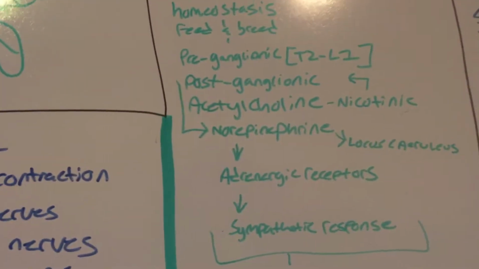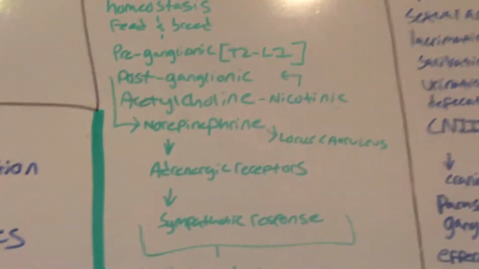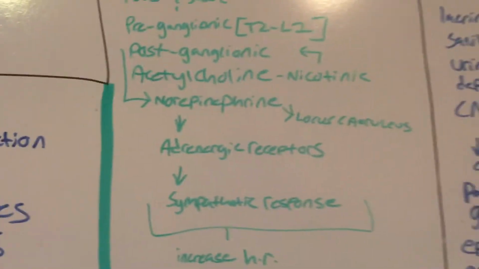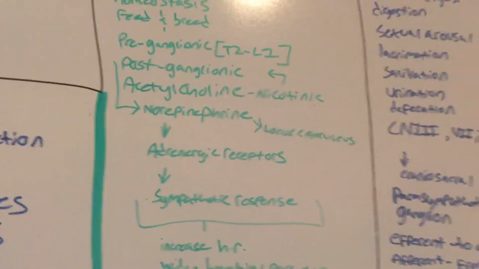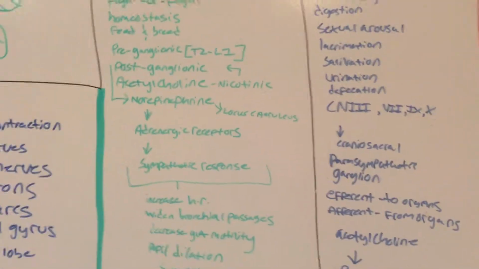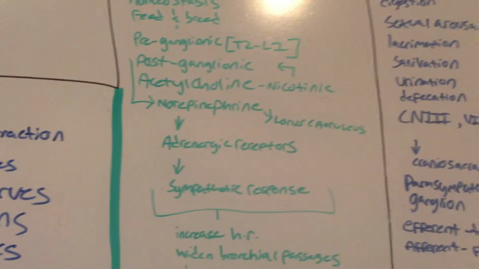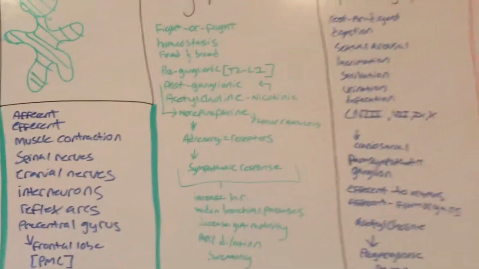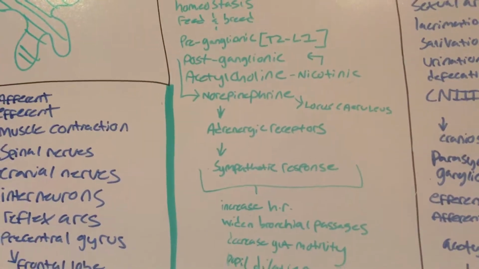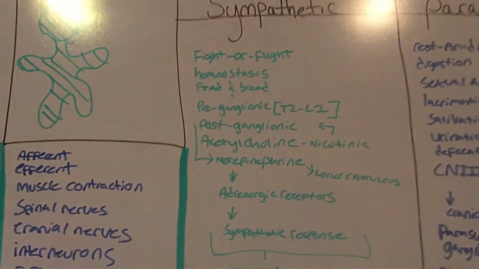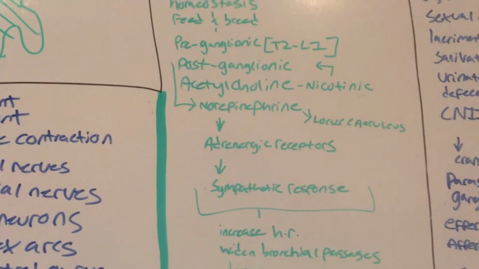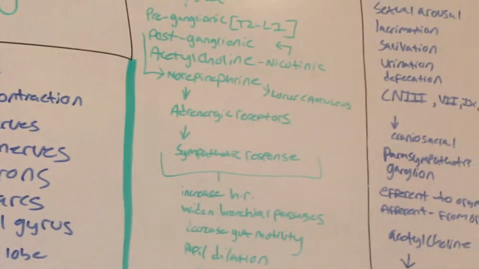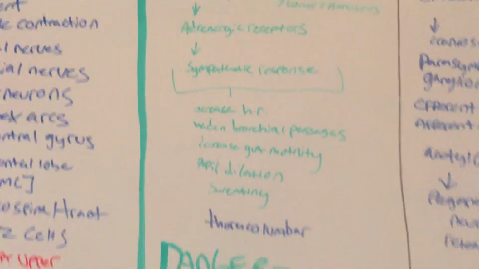Then it's postganglionic. That's going to release acetylcholine, which stimulates nicotinic receptors. A nicotinic receptor stimulates or excites. You may remember that by the phrase where nicotine itself is a stimulant. Once that happens, it releases norepinephrine from the locus coeruleus, which I mentioned before, which is the nucleus of the pons in the brainstem. It is one of the precursors to the sympathetic nervous system itself. This stimulates adrenergic receptors, which in organs and things like that stimulates that sympathetic response.